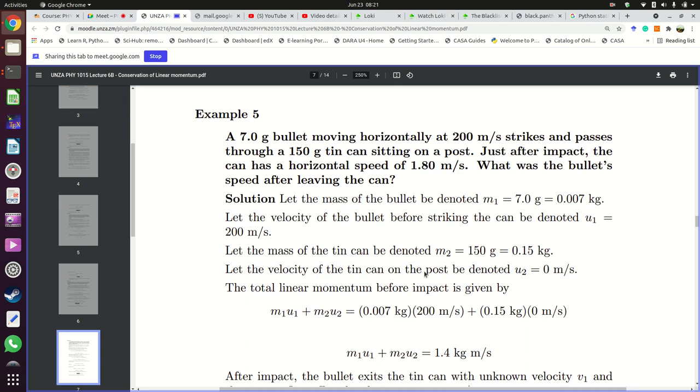So example 5 reads, a 7-gram bullet moving horizontally at 200 meters per second strikes and passes through a 150 gram tin can seated on a post. Just before impact, the can has a horizontal speed of 1.8 meters per second. What is the bullet's speed after leaving the can?